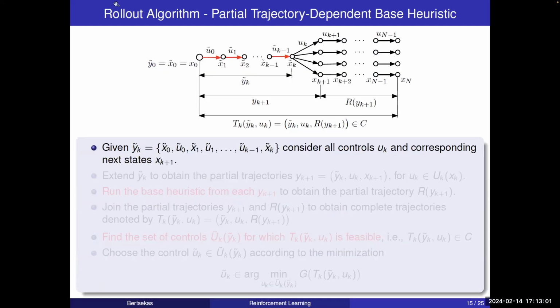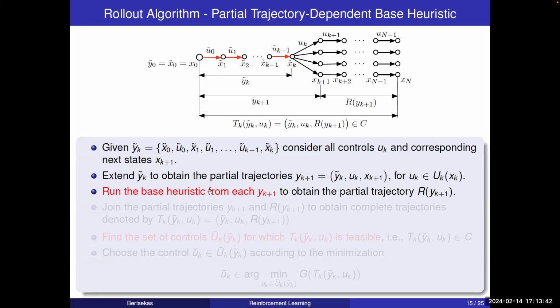So here is the constrained rollout algorithm. Given a state, yk tilde, which is this partial sequence going from x0 to xk, we consider all controls uk corresponding to the next state xk plus 1. So here we're at yk tilde. We consider each of these controls that lead to a state xk plus 1. We're then going to extend yk tilde to obtain partial trajectories yk plus 1, plus the corresponding control, plus the next state, for each of the controls in the set Uk of xk.